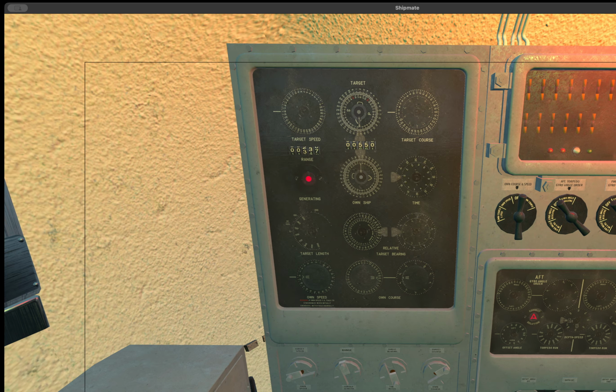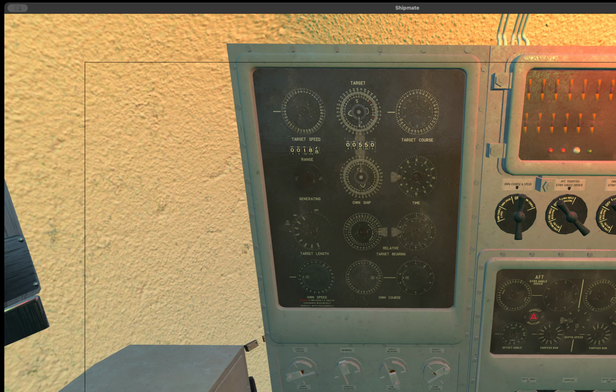The difference between after and forward solutions with forward torpedo tubes is that they have some offset from the periscope, and it's different for forward torpedo tubes and after. Forward has 98 feet and after has 78 maybe.